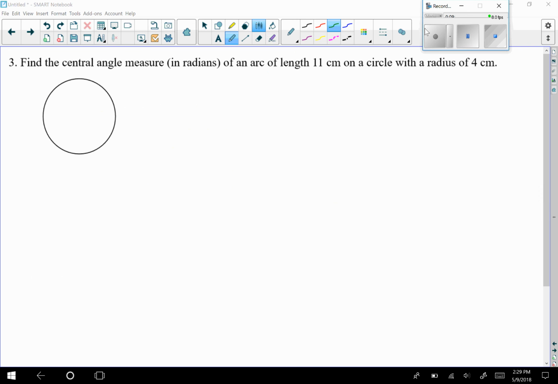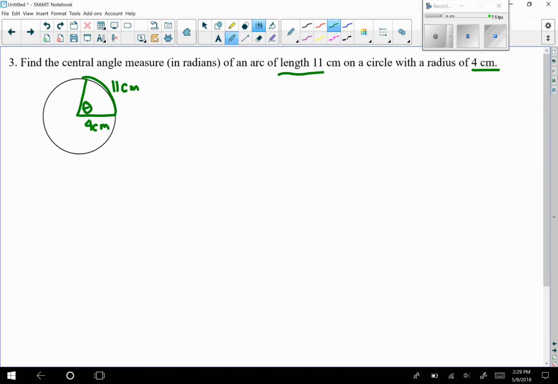All right, so the next problem says find the central angle measure in radians of an arc with a length of 11 centimeters on a circle with a radius of 4 centimeters. So for this, again, it says we have an arc of 11 centimeters. So it's this outside part. And a radius of 4 centimeters. And we want to find the central angle measure, which is theta, in terms of radians.